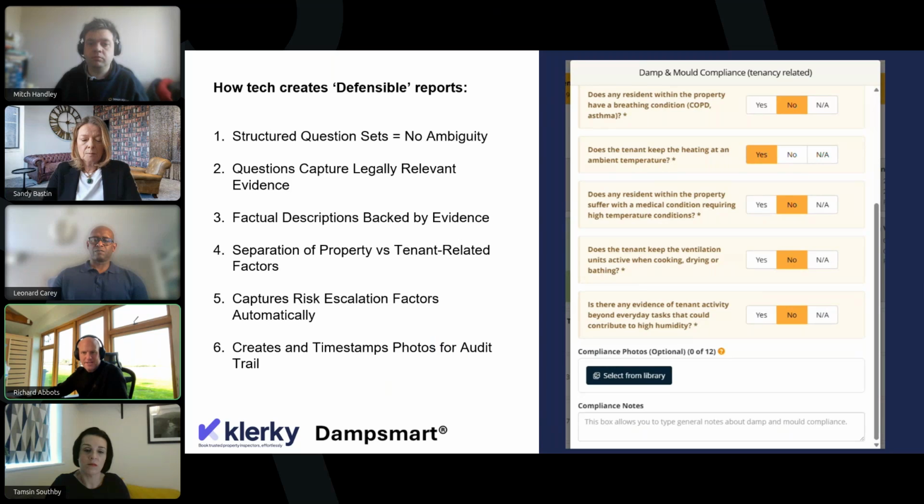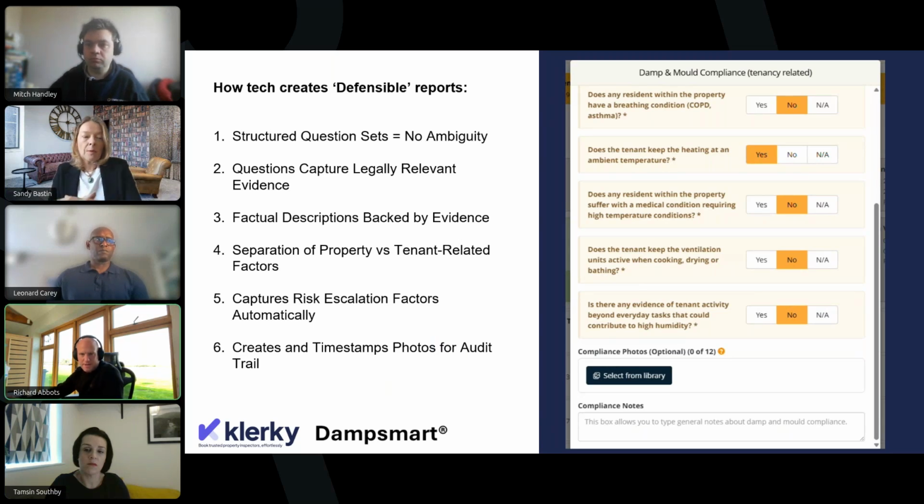By keeping these categories distinct, the report is designed to avoid inappropriate tenant blame and clearly gathers visual evidence to start understanding if the issue is structural, behaviour, or a mix of both. Again, that's the kind of thing that works alongside the ongoing monitoring that's being picked up by Leonard and Tamsin just now.